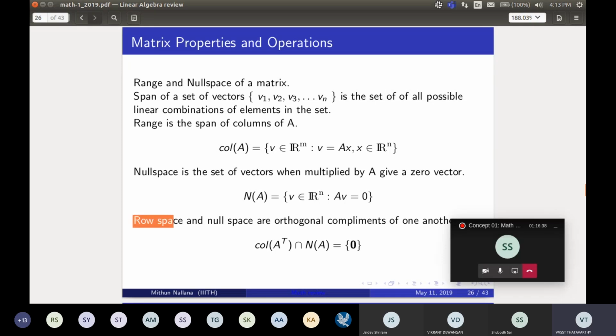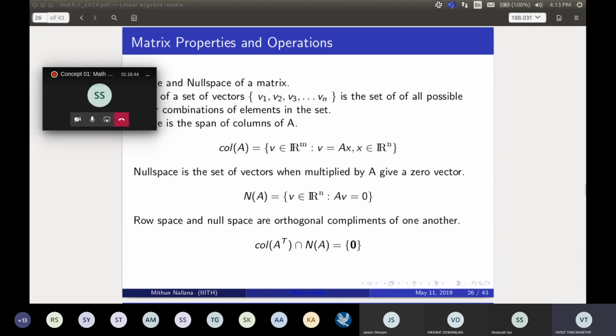Similarly, we have defined the row space and the null space. They are orthogonal components of one another. One more thing: as we already defined, the row rank is equal to the column rank. That means the number of linearly independent rows is equal to the number of linearly independent columns.